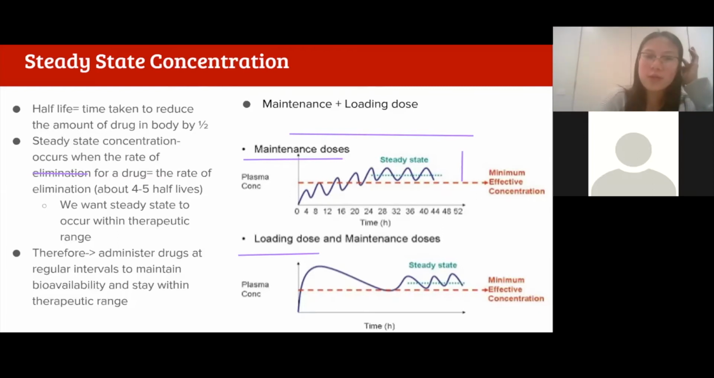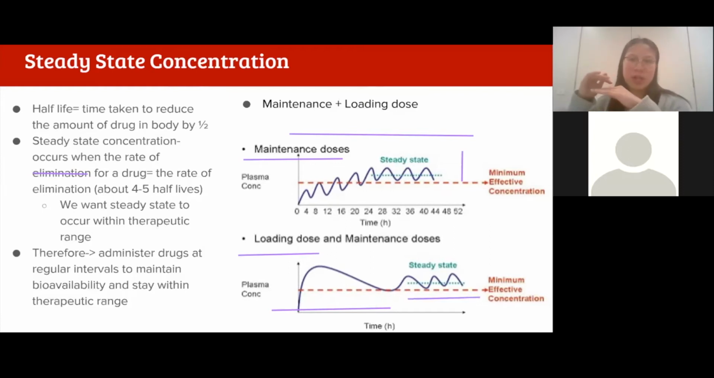Now, the loading dose is what you see first over here. A loading dose is basically a high dosage, and it's used for drugs which are eliminated slowly from the body. What this allows is for the plasma concentration to increase enough for us to actually reach the minimum effective concentration. And then after that, often people will use a maintenance dose to keep the drug concentration within that therapeutic window.